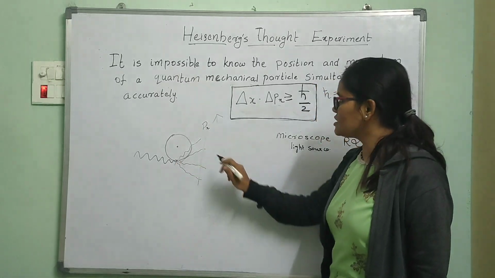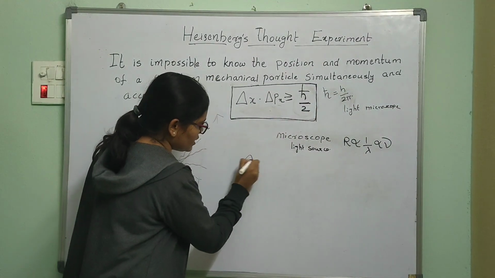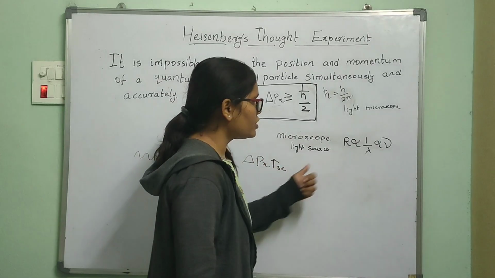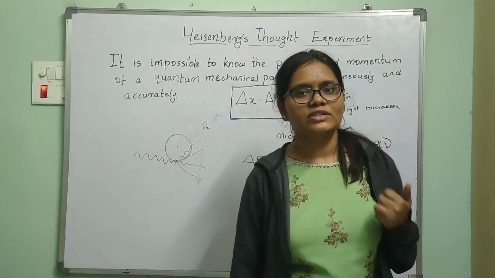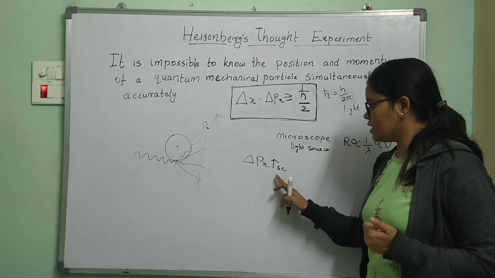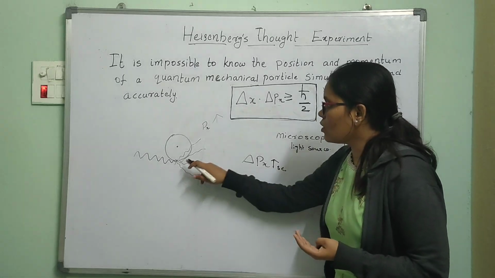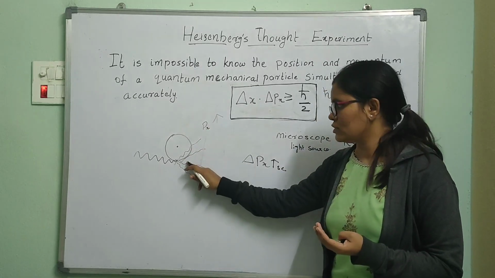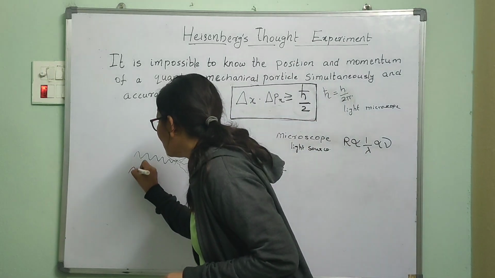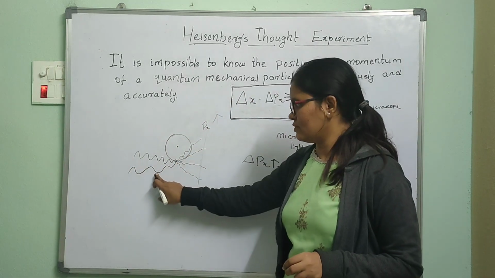So as px changes, delta px, the uncertainty in momentum, will increase. Okay. So if you are using a light of higher energy or frequency, the uncertainty in momentum will increase. Okay. Suppose you do not want a lot of change in momentum of this electron, at that time what will you do? You will use a light wave of lower energy, okay, or higher wavelength.